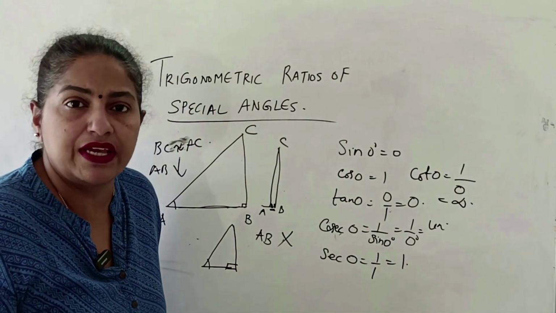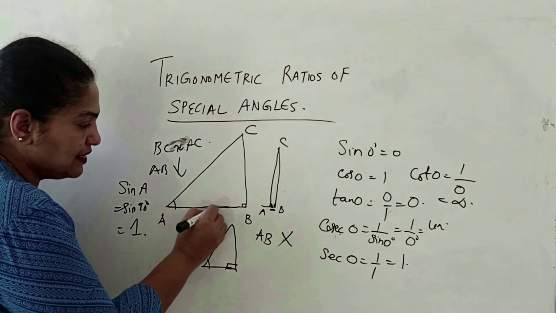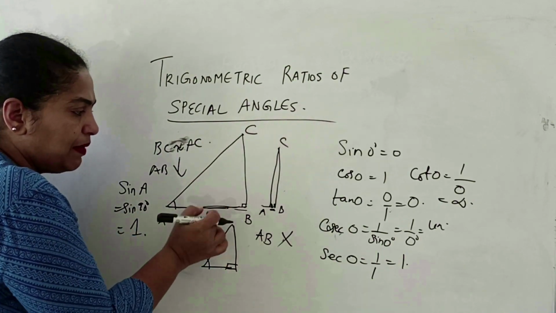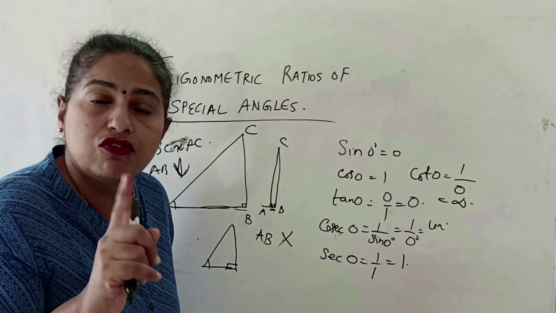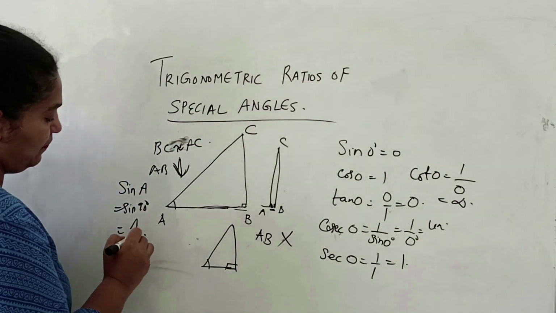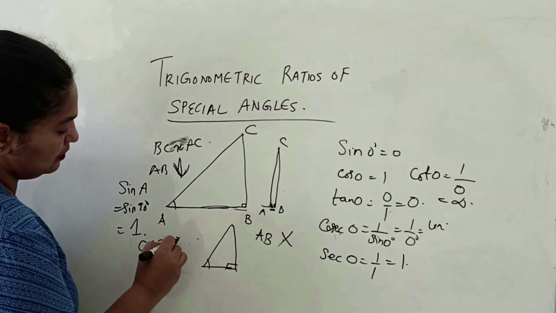What will happen to cos 90? Cos 90 is the adjacent side by hypotenuse. My adjacent side has collapsed and it has almost become 0. So my cos 90 becomes 0.